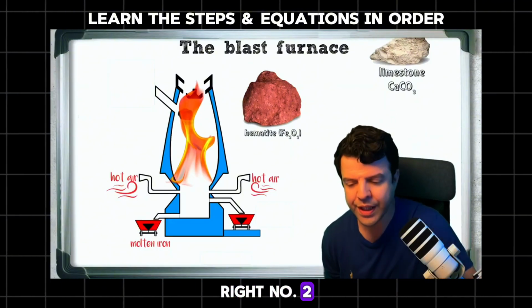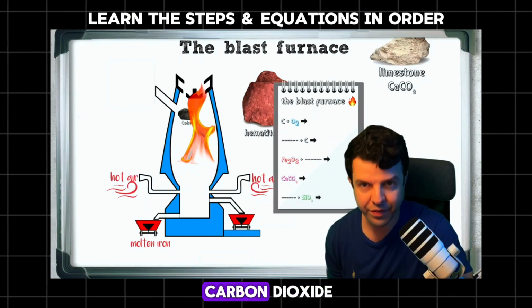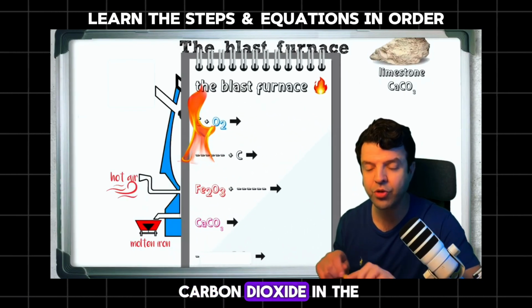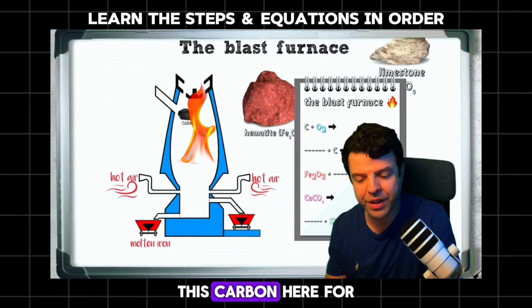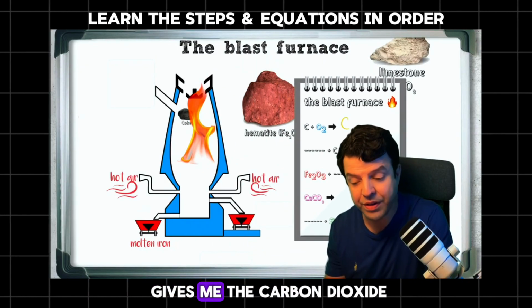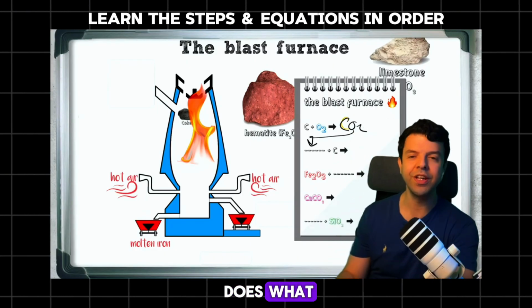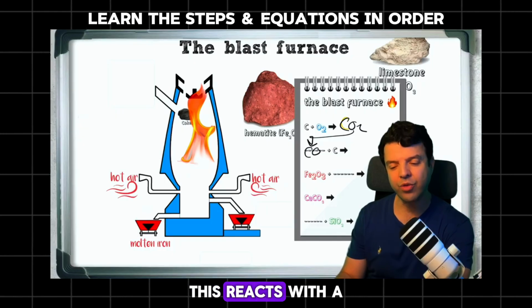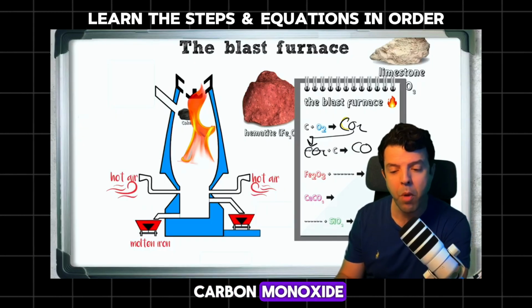Number 2, the carbon reacts with carbon dioxide. So we made that carbon dioxide in the first step. Next, this carbon here gives me the carbon dioxide. This carbon dioxide now does what? This reacts with carbon itself and it gives me carbon monoxide.